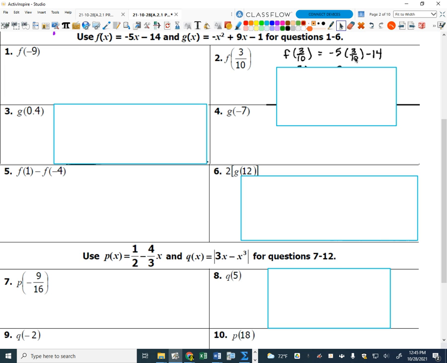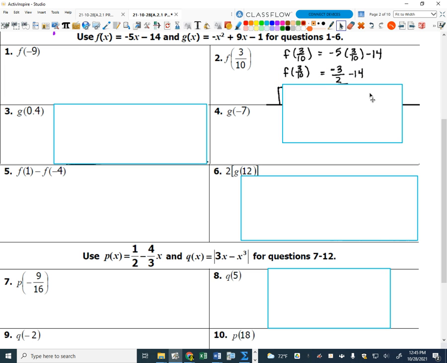So negative 5 times 3/10 is negative 15/10, right? Which is negative 3/2. Negative 3/2 minus 14, I'd have to add some fractions there. But if I did that math, I'd get negative 31/2. Okay? I'm going to show you how you can do this more quickly and easily on Desmos. So why don't you get out your Chromebooks and just go through this with me. Open up Desmos.